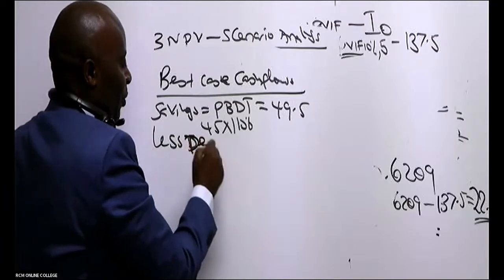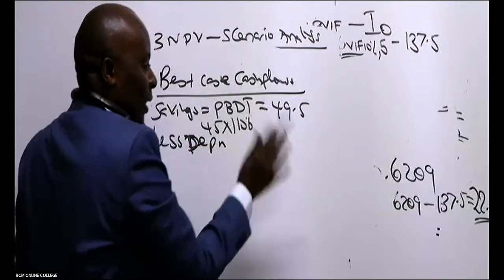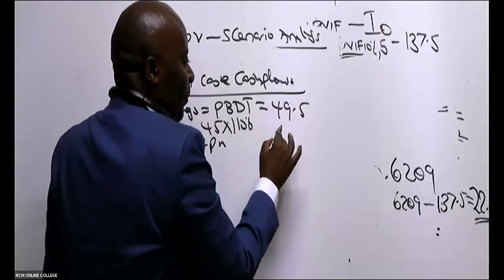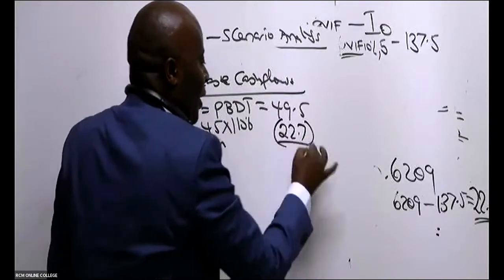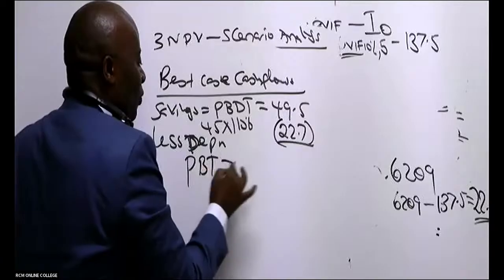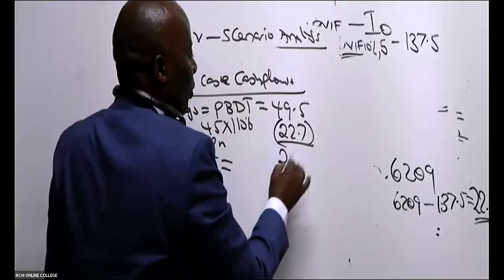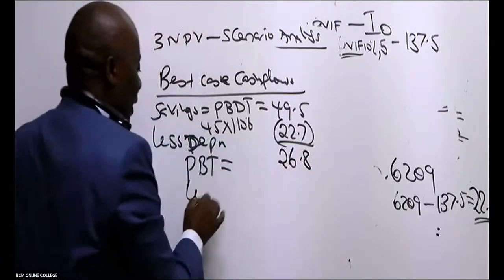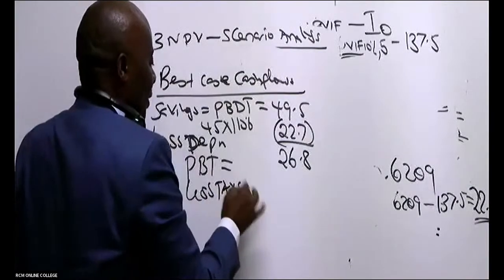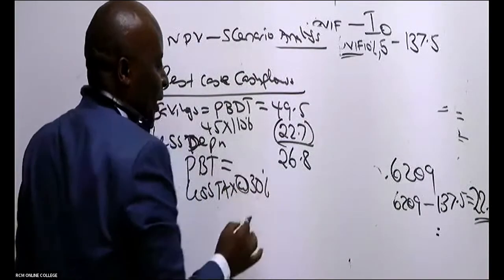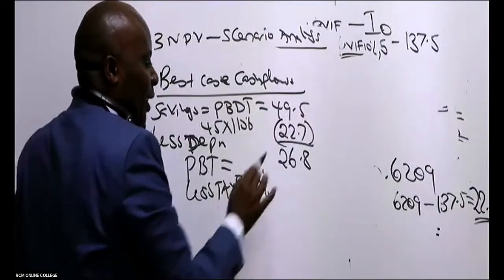No depreciation, in the method of Missouri. That doesn't change, of what figure? 22.7, which gave you profit before tax of how much here? 26.8. And then you come and less tax. What percentage here? 30%, isn't it? Which 30% of this gave you what figure?